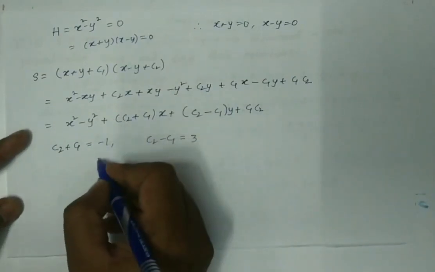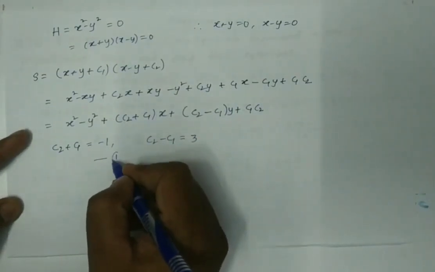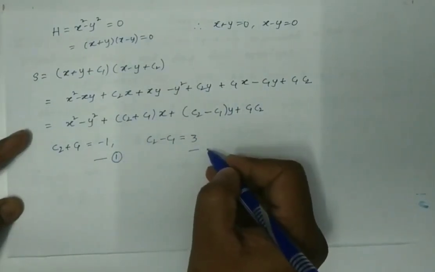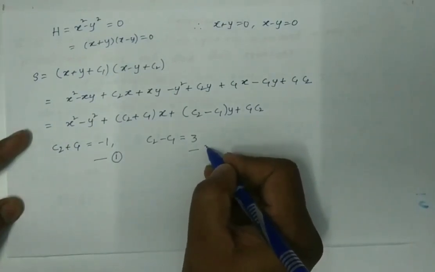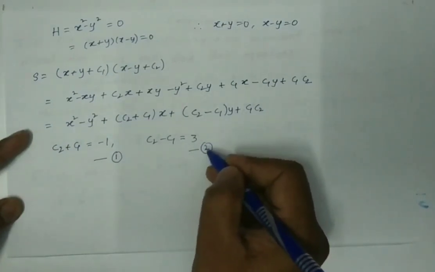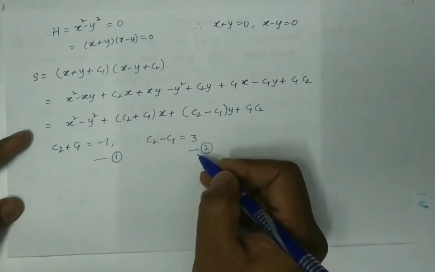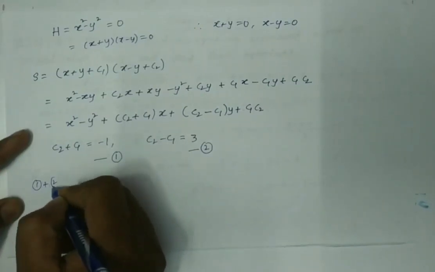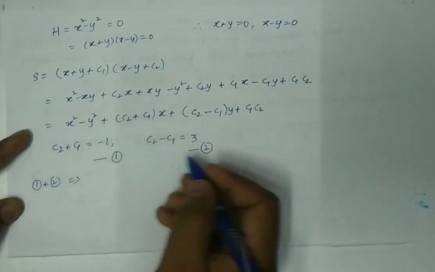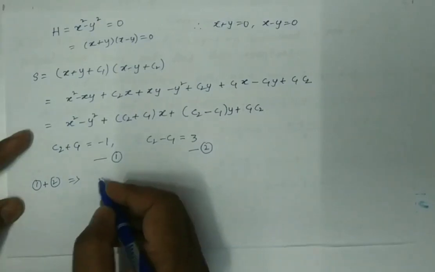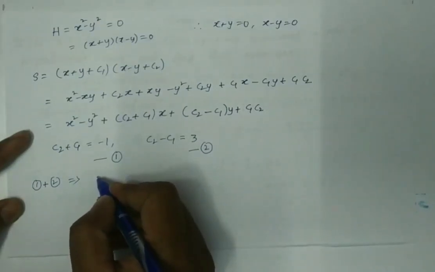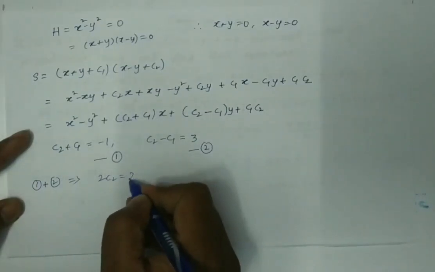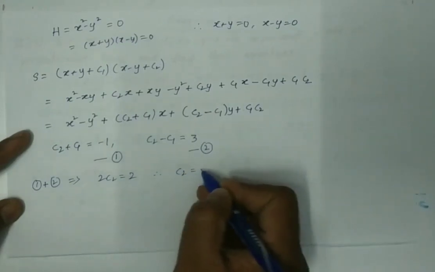Let us name this as equation 1 and this as equation 2. Now by solving equations 1 and 2 we get the values of c1 and c2. Adding equations 1 and 2, we get 2c2 is equal to 2. Therefore c2 is equal to 1.